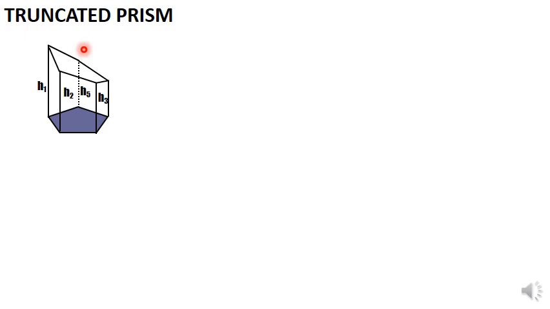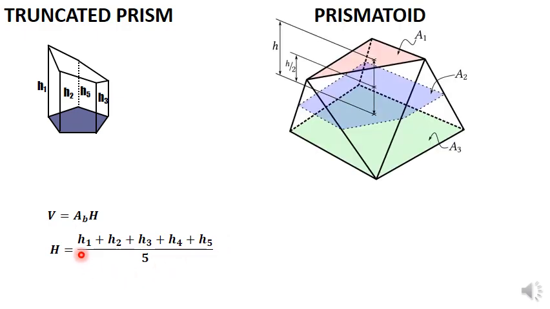Now we will use the same formula in this case. We'll use the area of the base times the equivalent height of the solid. The equivalent height of the solid is the average of those lengths. We simply compute the average of those heights, and then that will be our height. Then we can compute the volume of that solid.